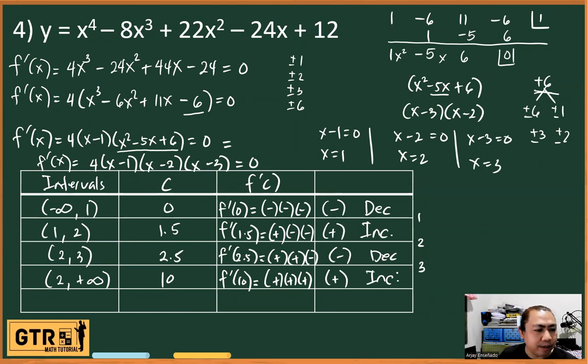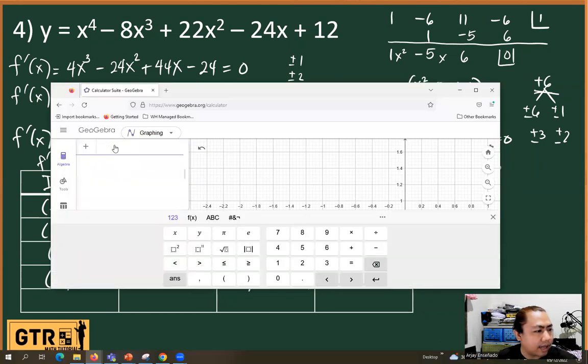So therefore, i-graph na natin. Let's draw. So decreasing, increasing, decreasing, increasing. So these are the intervals. So type lang natin. Type natin dito sa ating graphing calculator to prove that tama yung answer natin. 3x to the fourth minus 8x cubed plus 22x squared minus 24x plus 12.